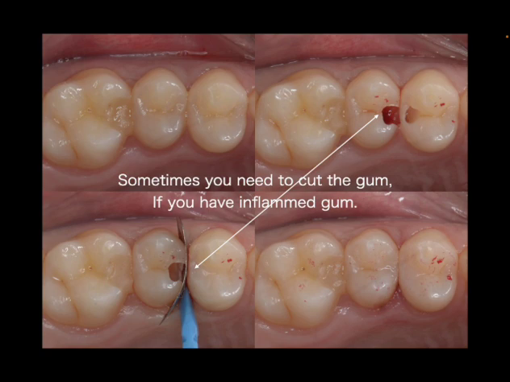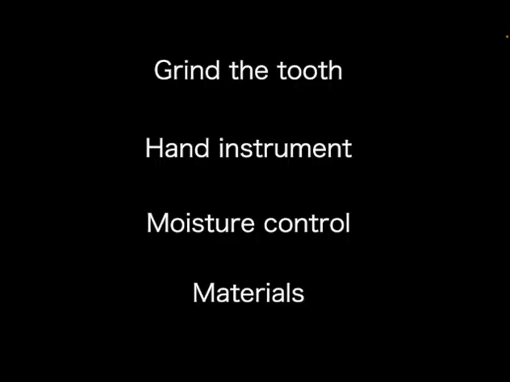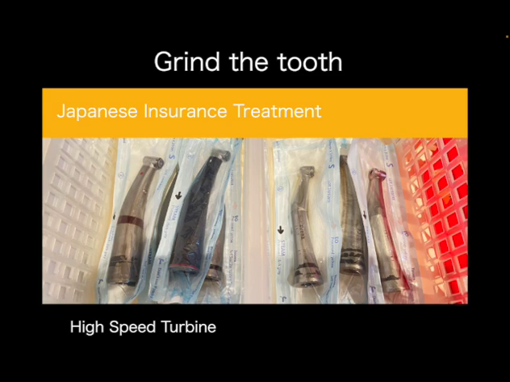This video especially explains the differences between the Japanese insurance treatment and the private treatment of treating the cavity. There are some differences between the two treatments in terms of grinding the tooth, using a hand instrument, moisture control, and materials. In general, private treatment is more reliable and carefully administered.